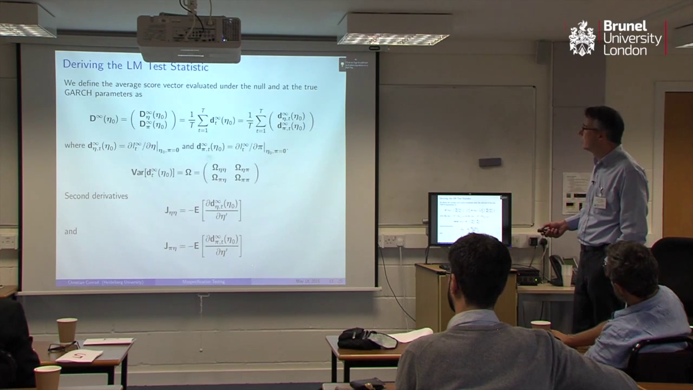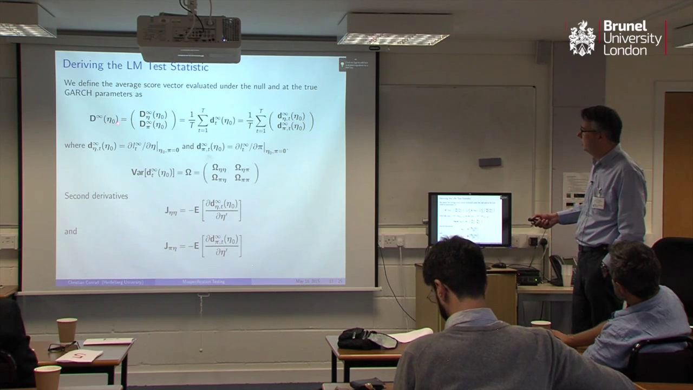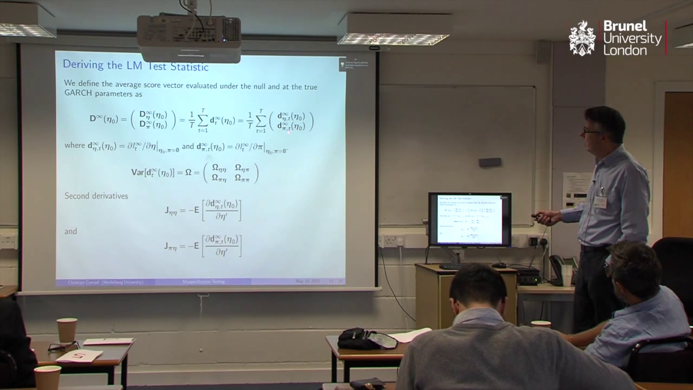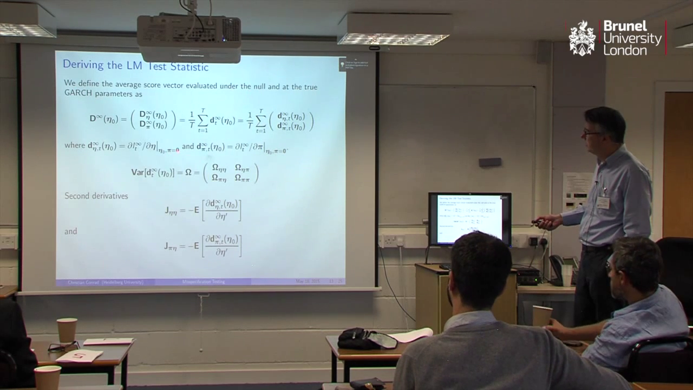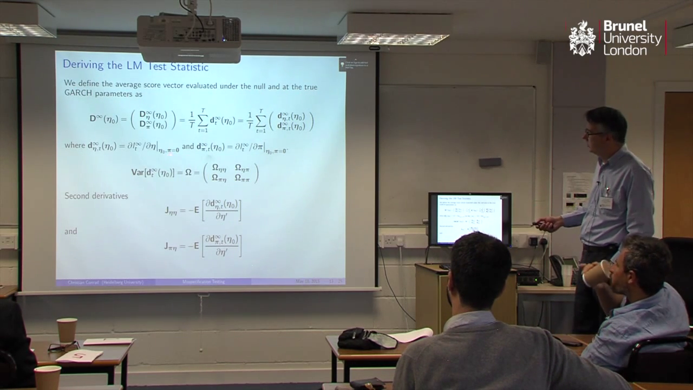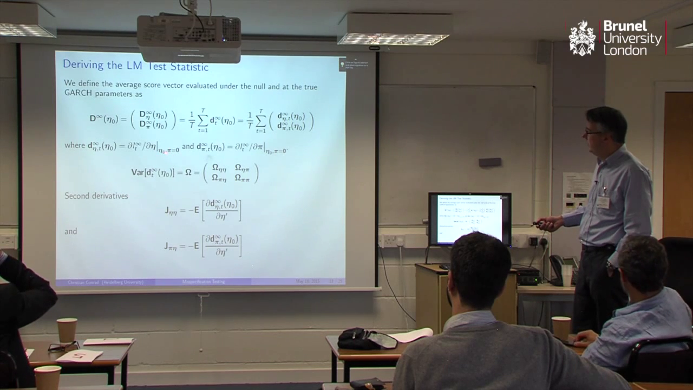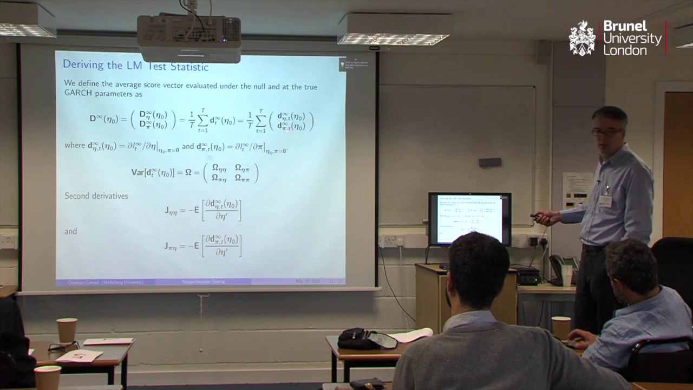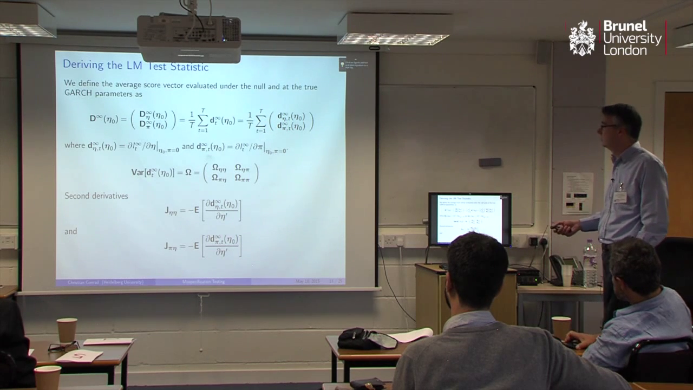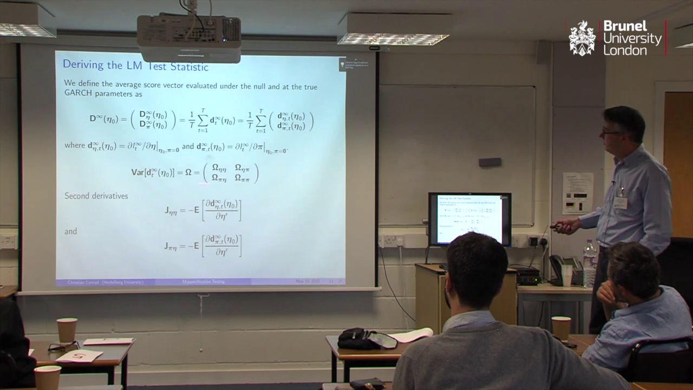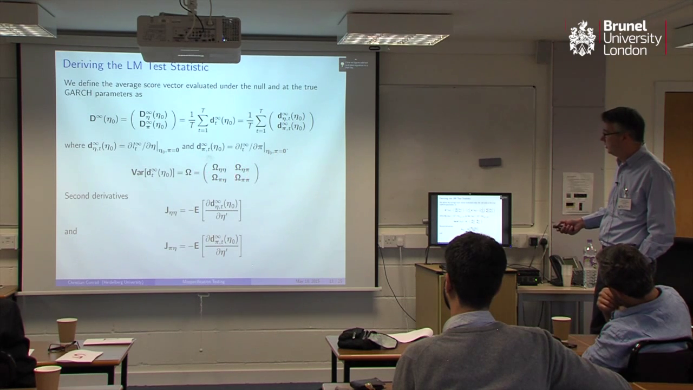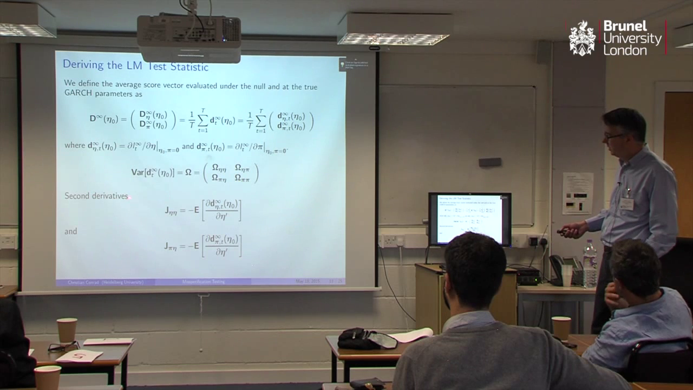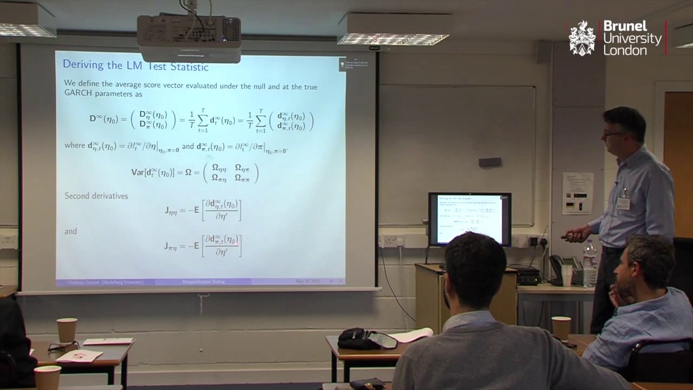Okay, here are some definitions. This here is the average score evaluated under the null, so at pi equals 0, and at the true GARCH parameters, which we denote by eta_0. For the test statistic in the end, we will use this d_pi, the derivative of the likelihood with respect to pi, evaluated at eta_0. The variance of the score we denote by this omega matrix. What we also will need are the second derivatives, which are J_eta_eta and J_pi_eta.